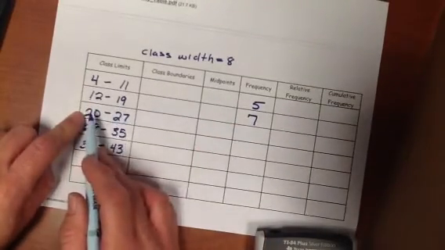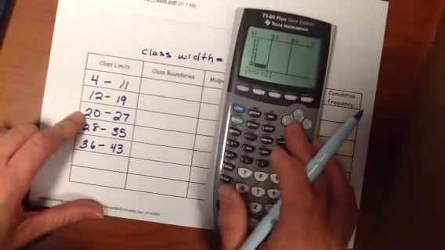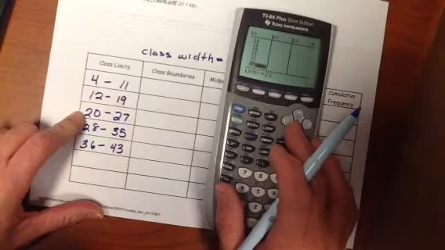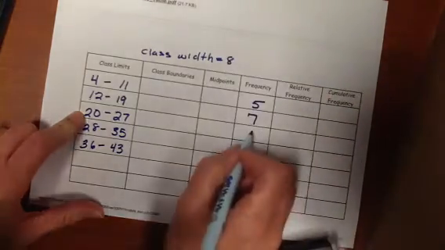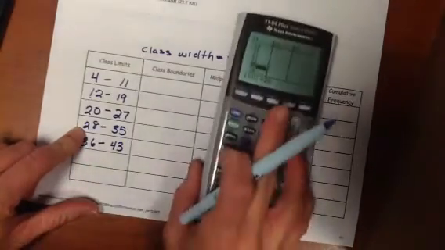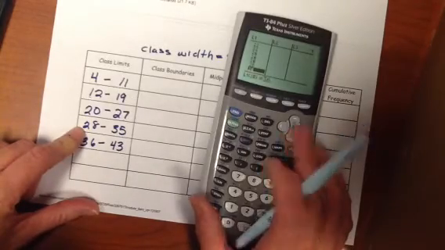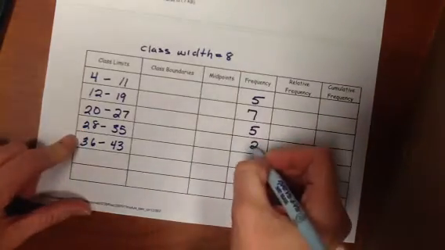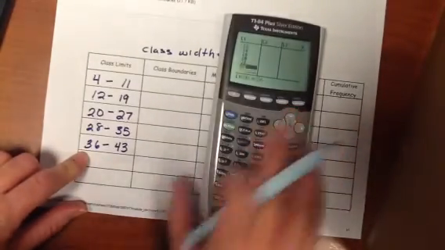Now I count between 20 and 27 miles. 1, 2, 3, 4, 5, 6, 5. So back to 5. Now I'm going to count between 28 and 35. 1, 2, 2. And now I'm going to count between 36 and 43. Oh, just 1. That's my last one.